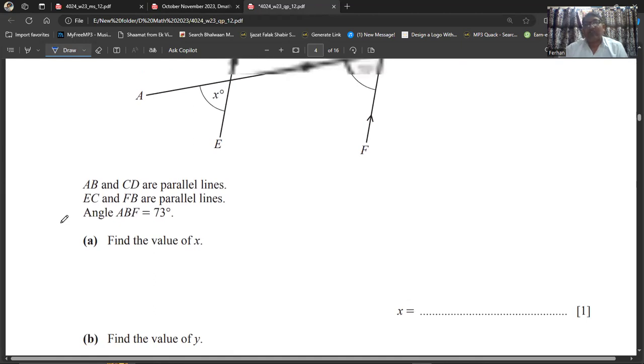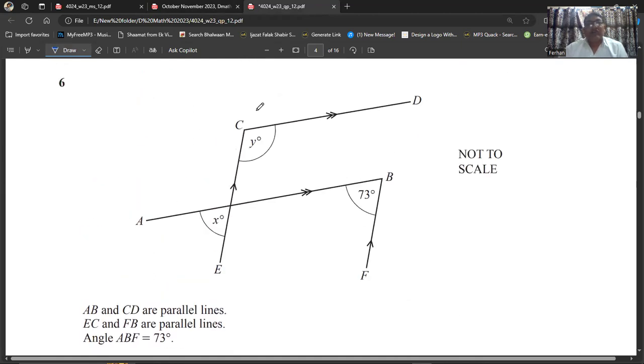It's a 1-mark question. So you can see these two are the parallel lines, this x and this 73. These are parallel lines, and this is the transversal line. These two angles, one angle is inside the parallel lines, one angle is outside the parallel lines, and they are on the same side of the transversal line. So this angle x and this 73 will be equal to each other because they are, what are they?